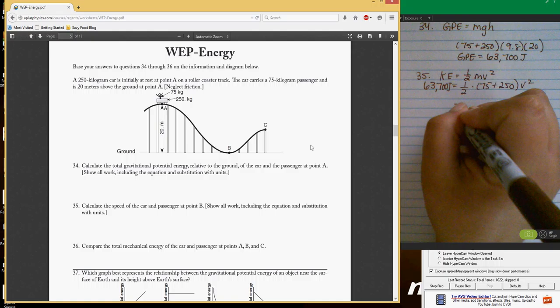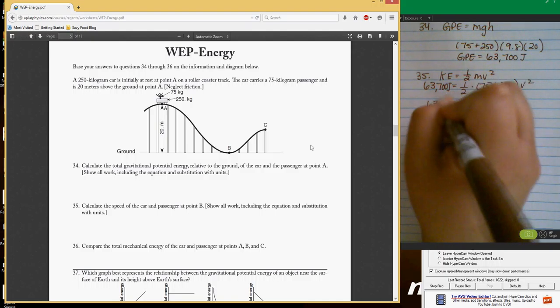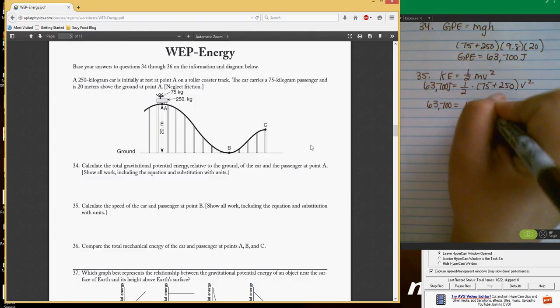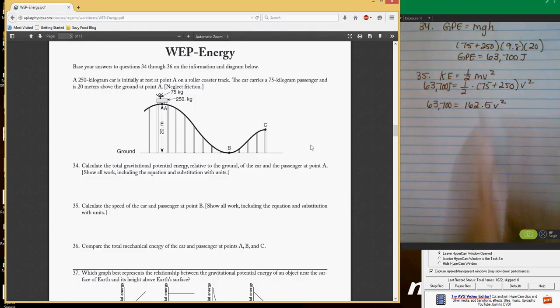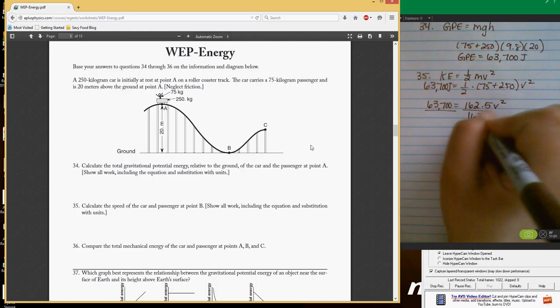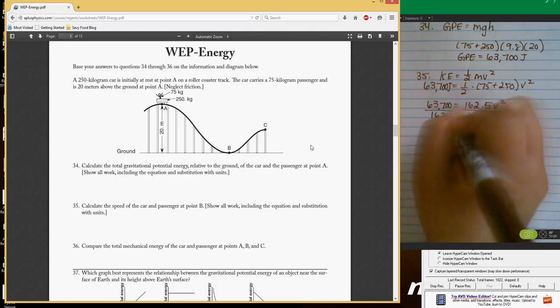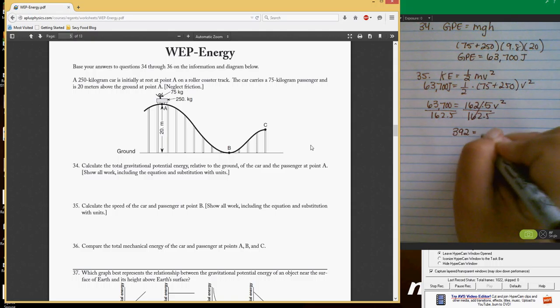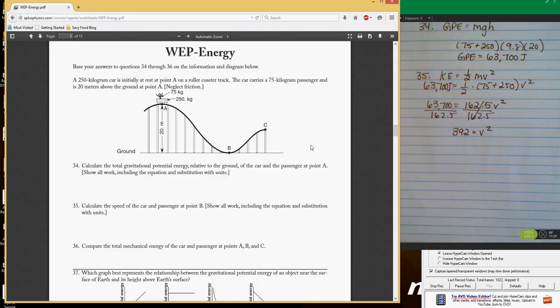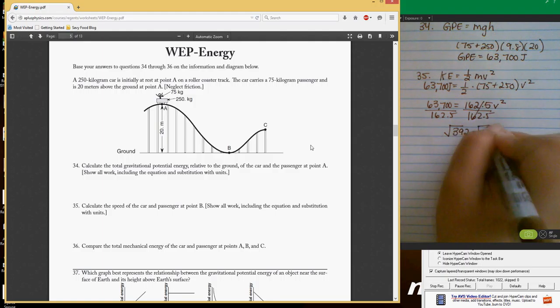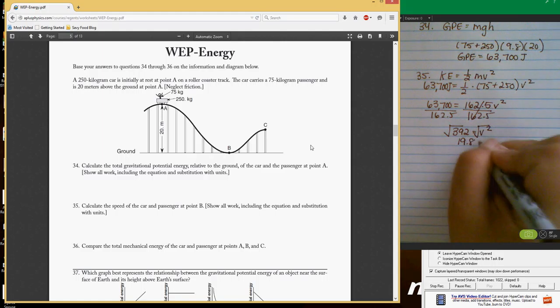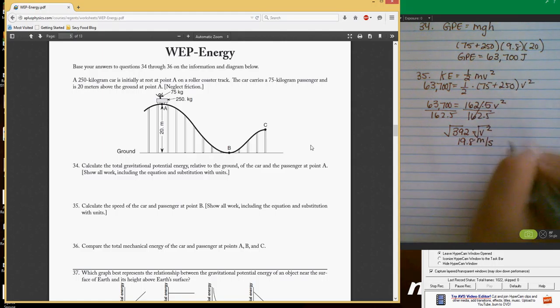So we're going to simplify that. 63,700 joules is equal to 162.5 V squared. Divide each side by 162.5, and that leaves you with 392, which is equal to V squared. To get rid of the square, we're going to take the square root of each side. So that leaves us with 19.8 meters per second for the velocity.